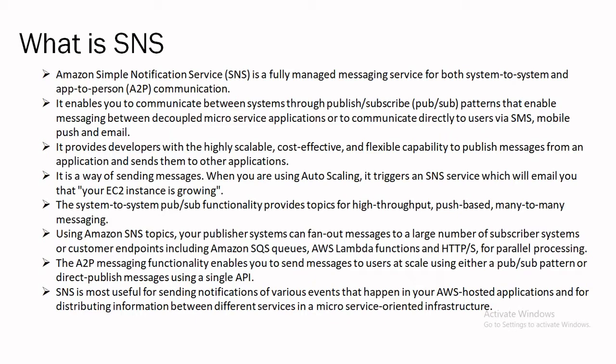The system-to-system pub/sub functionality provides topics for high-throughput, push-based, many-to-many messaging. Using an Amazon SNS topic, our publisher system can fan out messages to a large number of subscriber systems or customer endpoints, including Amazon SQS queues, AWS Lambda functions and HTTP, for parallel processing. The A2P, that is application-to-person communication messaging functionality, enables us to send messages to users at scale using either a pub/sub pattern or direct-publish messaging using a single API. SNS is most useful for sending notifications of various events that happen in our AWS hosted application and for distributing information between different services in a microservice-oriented infrastructure.